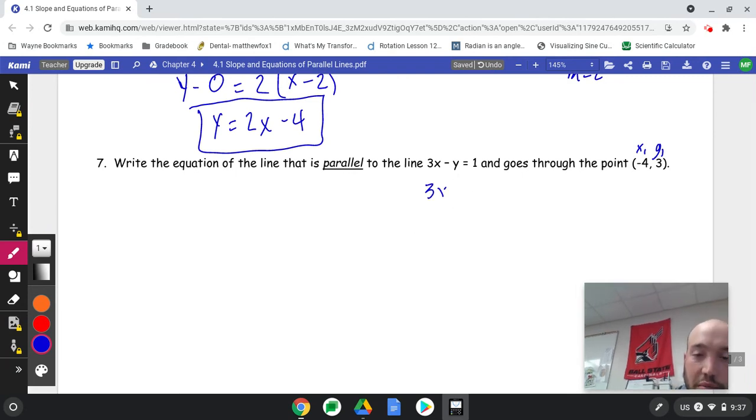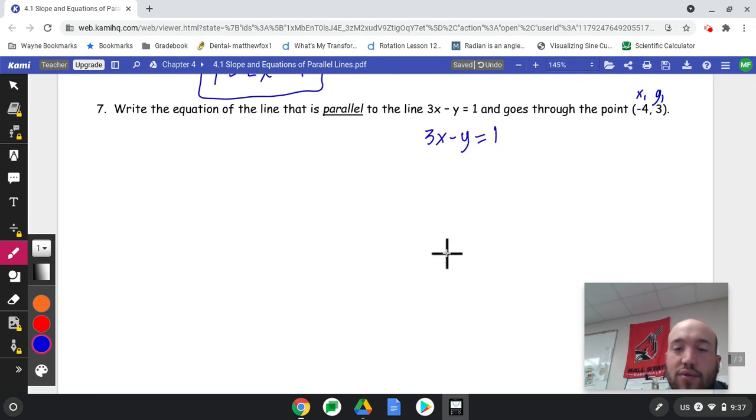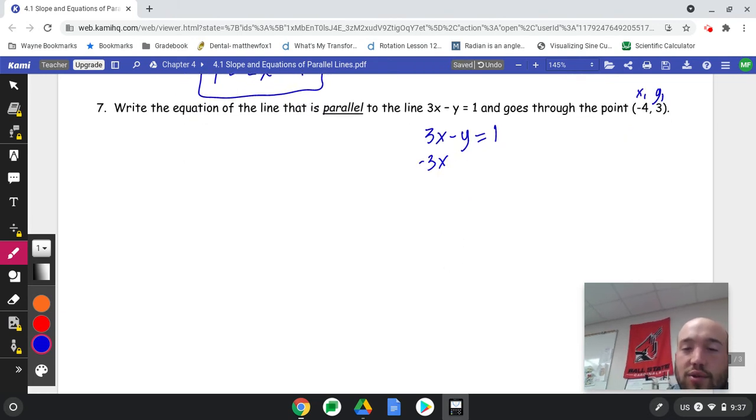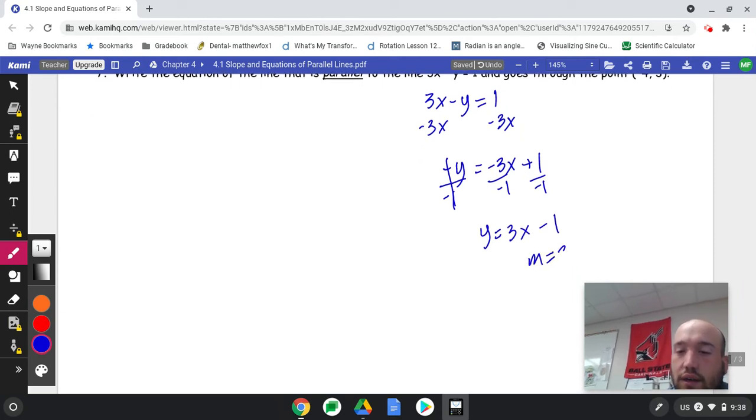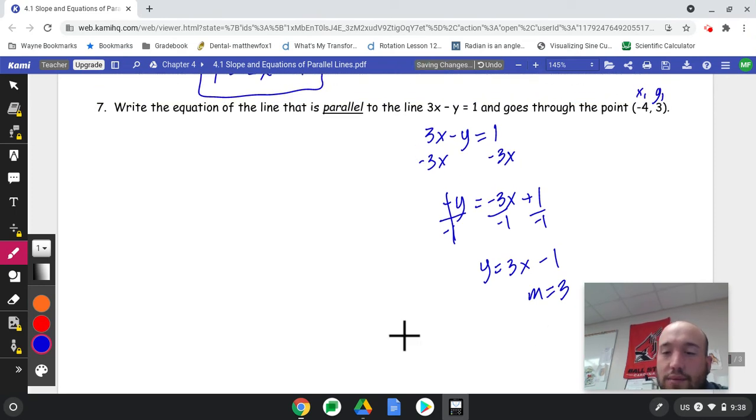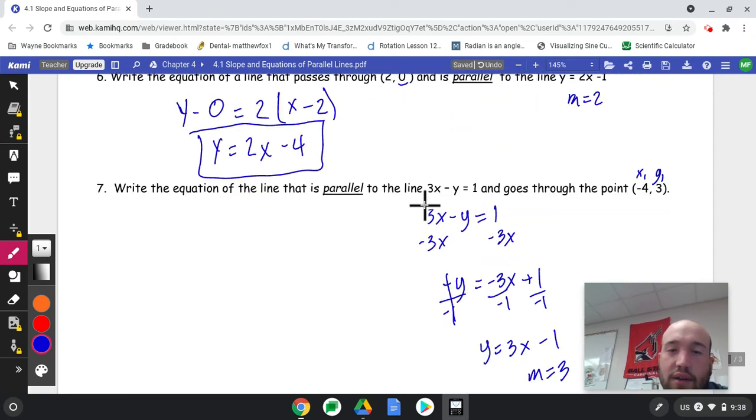So if we have 3x minus y equals 1, we need to get y by itself. Okay, to do this, let's subtract 3x from both sides. Leaves us with negative y equals negative 3x plus 1. Now hopefully you know that negative y is the same as a negative 1 times y. So if we divide by negative 1, it cancels here. We're left with just y. Got to divide each of these by negative 1. So y will equal 3x minus 1. The slope there, as you can see, is 3. So if it is parallel, it will have that exact same slope. It will have 3.